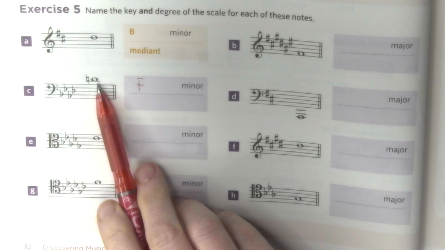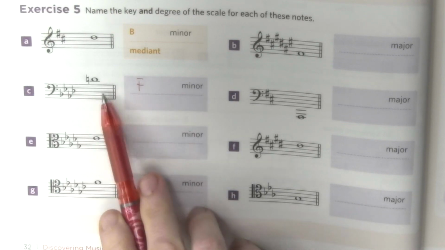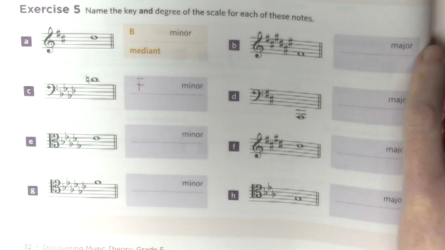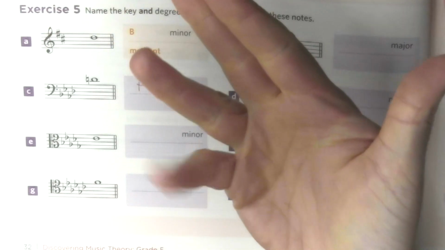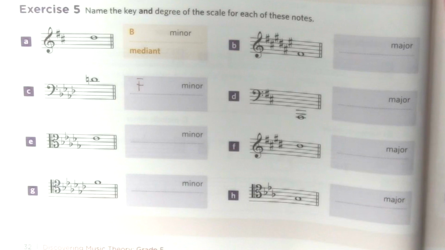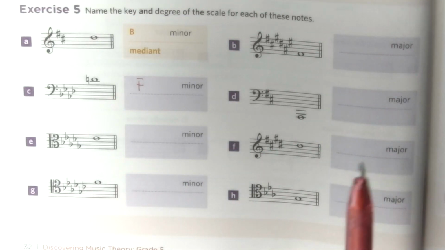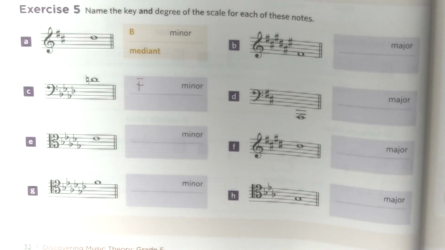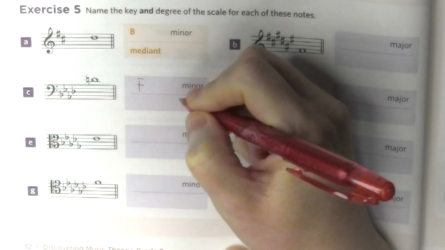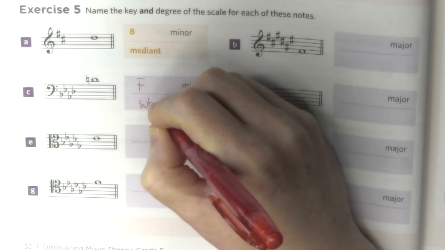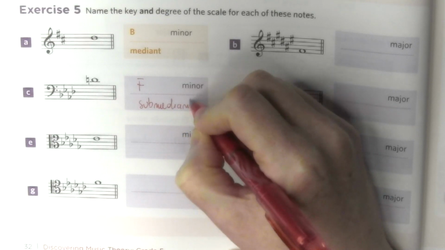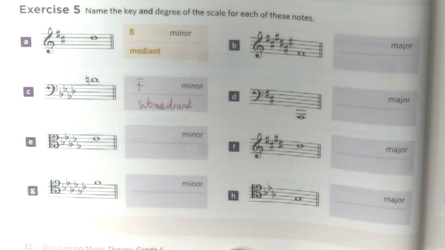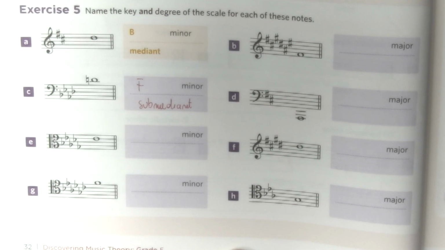Now this note is D natural. What is D for F minor? We just count. Fa, Sol, La, Si, Do, Re is the 6th degree, and the 6th degree is the submediant. Okay, easy.